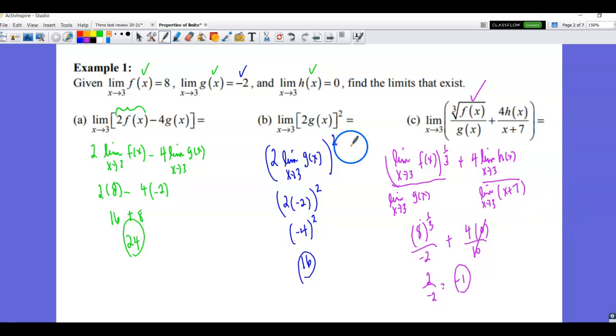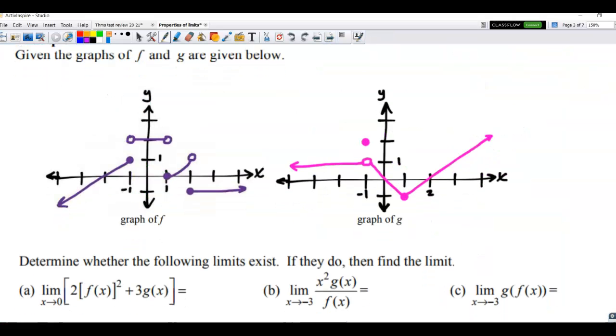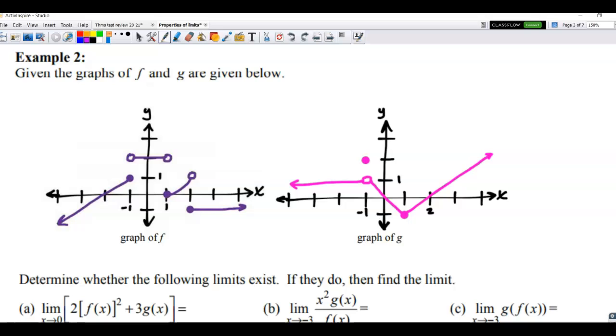Now in the second set of examples, what you're going to see is, I think we go to the second set of examples. Turn the page. Yeah. So now instead of being given just 3 simple facts, we are actually given graphs.